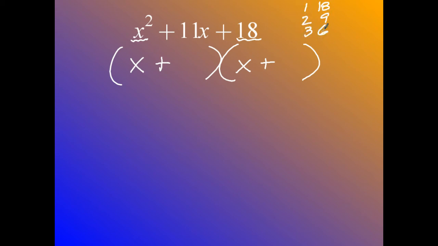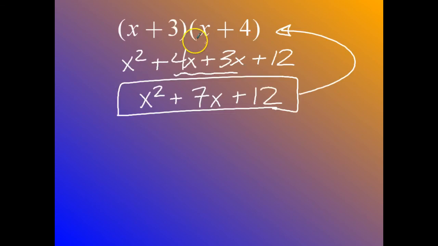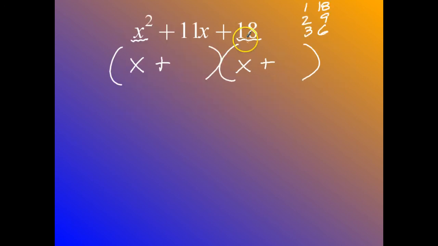Now, if you remember from the previous slide, what we do here is you end up adding these. In fact, let's go back. Right here, we ended up adding 3x and 4x and getting 7x. And then when you multiply 3 and 4, you get 12. So what we're looking for here is 2 numbers that multiply, 2 factors of 18, to make 18, but that add to 11.